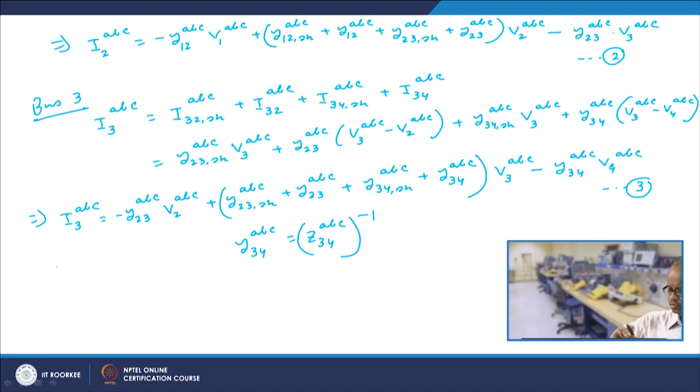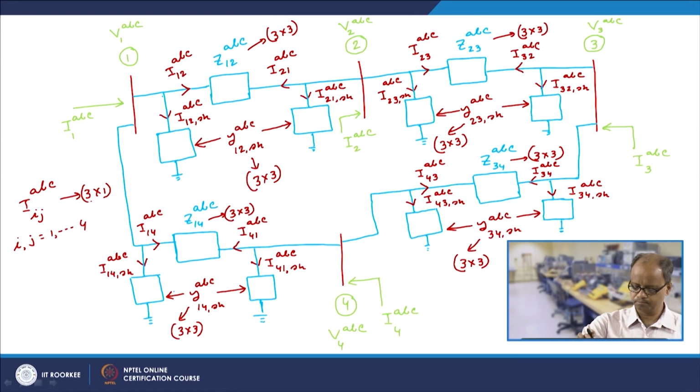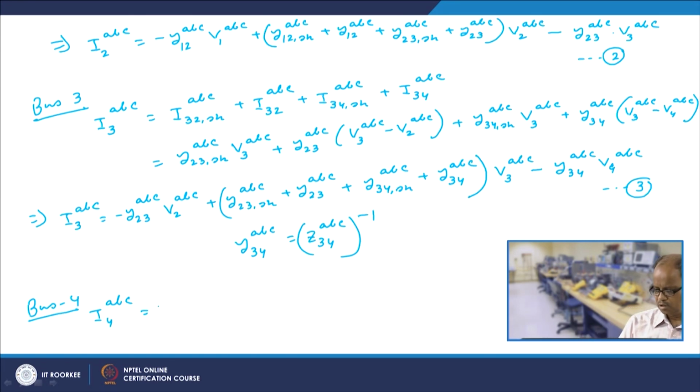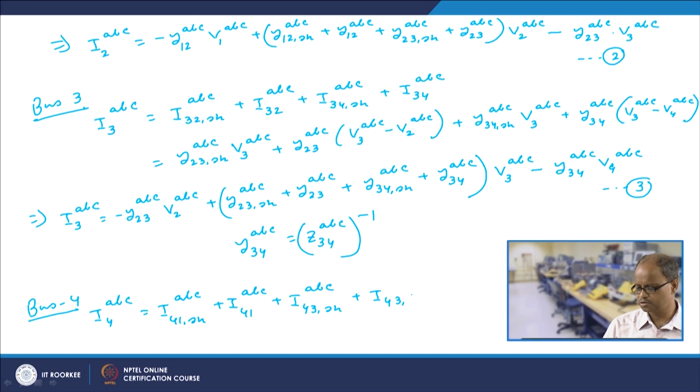Right. Similarly, at bus 4, very quickly if we write at bus 4, I4 ABC is equal to I41 shunt ABC plus I41 ABC plus I43 shunt ABC plus I43 ABC.